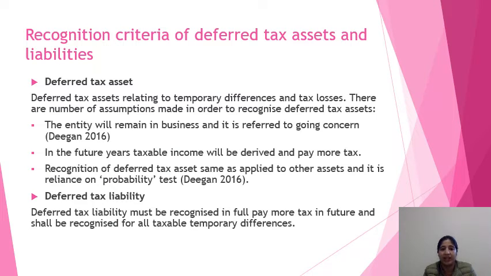Now, what is the recognition criteria of deferred tax assets and liabilities? Deferred tax asset. Deferred tax assets relate to temporary differences and tax losses. A number of assumptions are made in order to recognize deferred tax assets. The entity will remain in business, which is referred to as going concern. In the future years, taxable income will be derived and will pay more tax. Recognition of deferred tax assets is the same as applied to other assets, and it relies on probability tests.